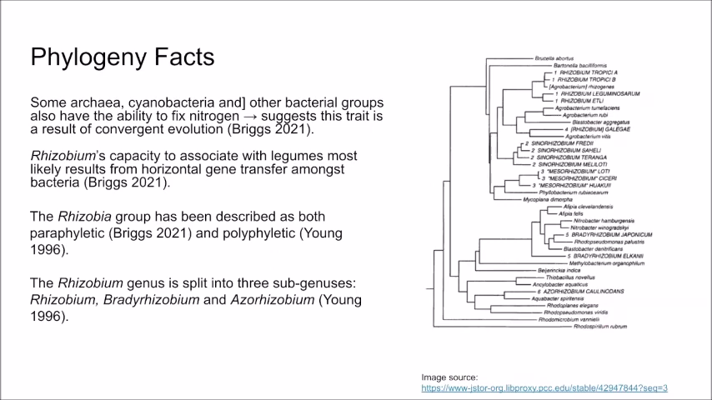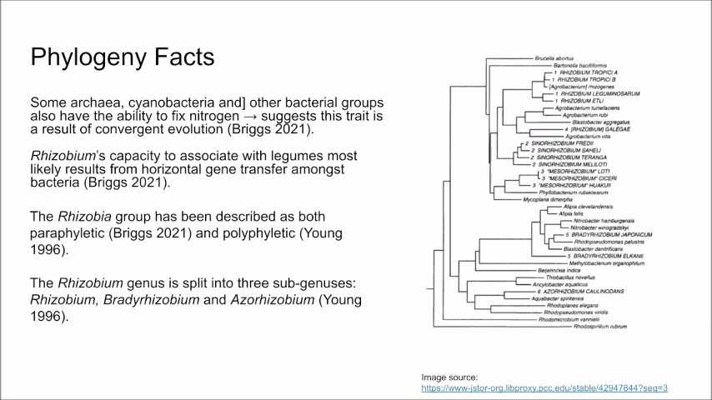Rhizobium's traits of nitrogen fixing and legume association are not phylogenetically significant. Some archaea, cyanobacteria, and several other bacterial groups who are not phylogenetically related to rhizobium also have the ability to fix nitrogen, which suggests that this trait is a result of convergent evolution. Rhizobium's capacity to associate with legumes is most likely the result of horizontal gene transfer amongst bacteria, as opposed to vertical gene transfer, which is much more phylogenetically significant.